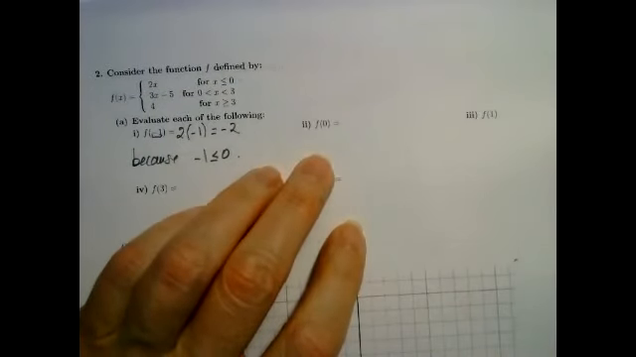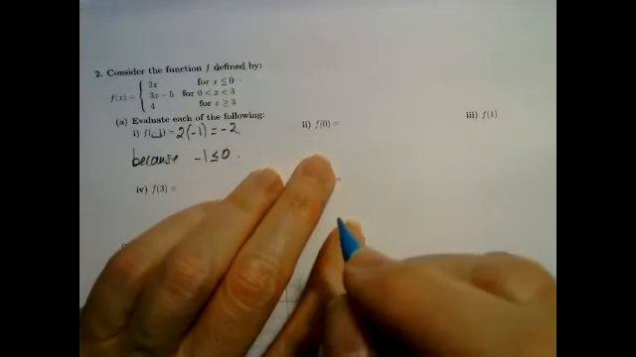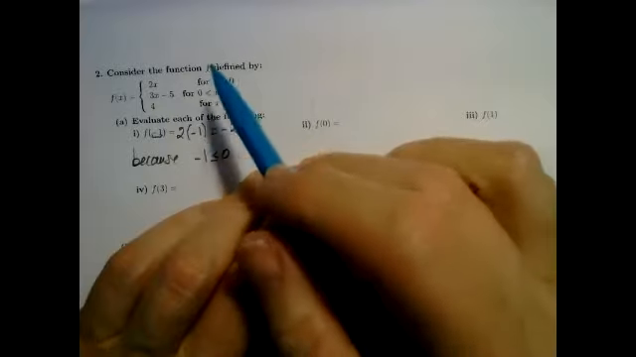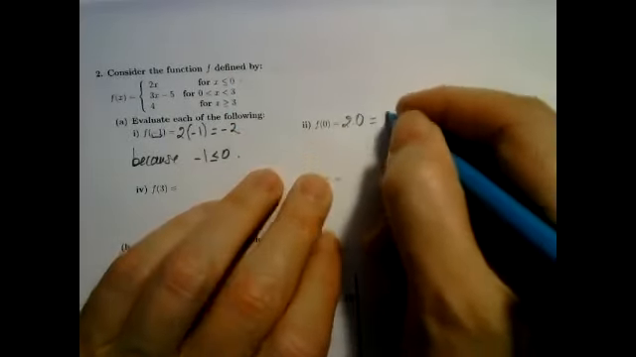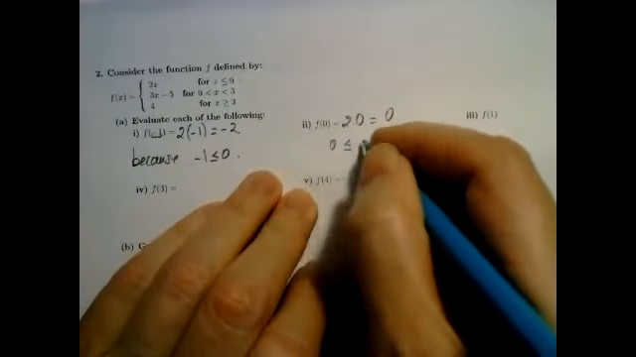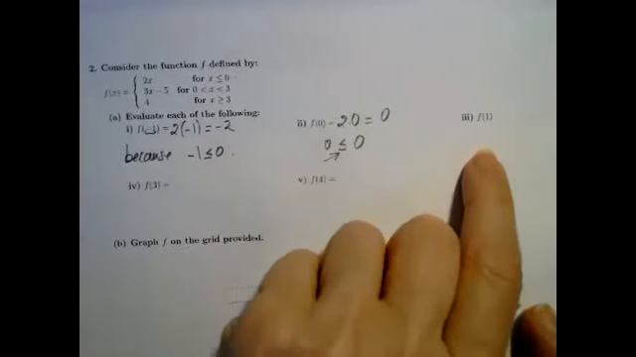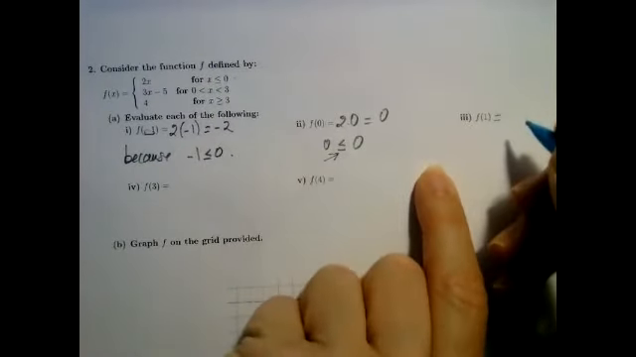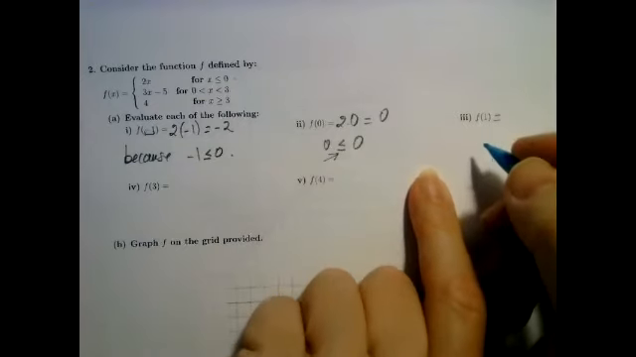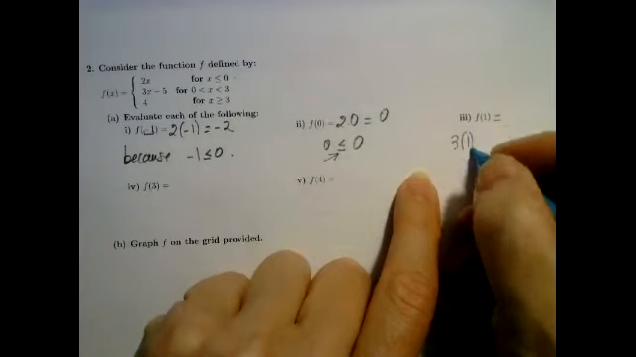Okay, McKenna, are you with me? Yeah, would it be 0? Yeah, because which rule do you use? 2x. Yeah. Stay with me, McKenna. So it's 2 times 0, it is 0 because 0 is less than or equal to 0. There is an inequality down here. f of 1, McKenna, stay with me. -2. Which rule are you using? It's between 0 and 3, so it's 3x minus 5.